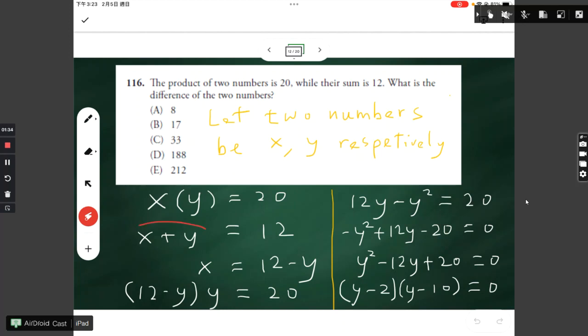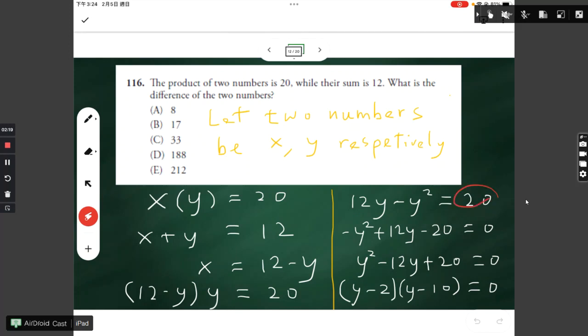Now, from the second equation, when you move the y to the right-hand side, it's equivalent to subtracting y from both sides. You are left with x equals 12 minus y. Once you have this, you're going to replace this x using 12 minus y. So this equation becomes (12 minus y) times y equals 20. Get rid of the parentheses, you have 12y minus y squared equals 20.